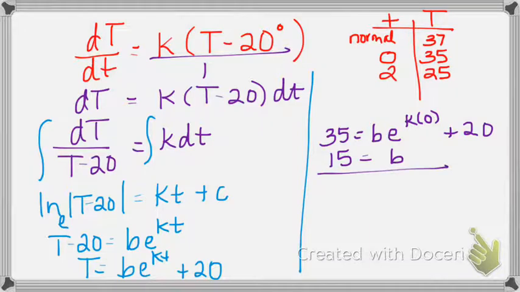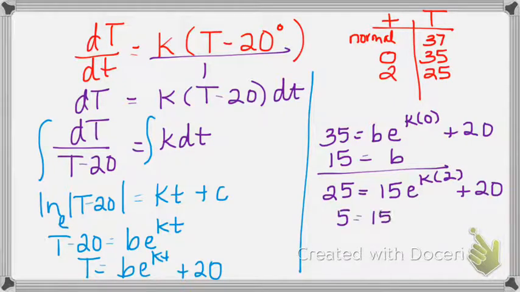And we're going to rewrite the equation again, and we're going to use the 25 and the 2. Subtract 20. Divide by 15. Take the natural log on both sides.